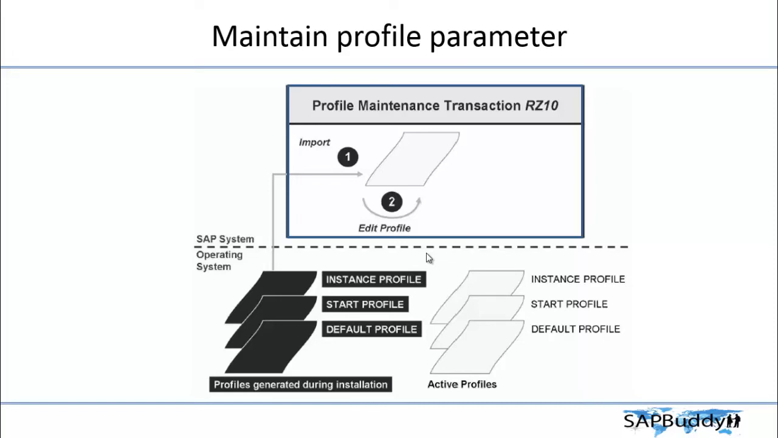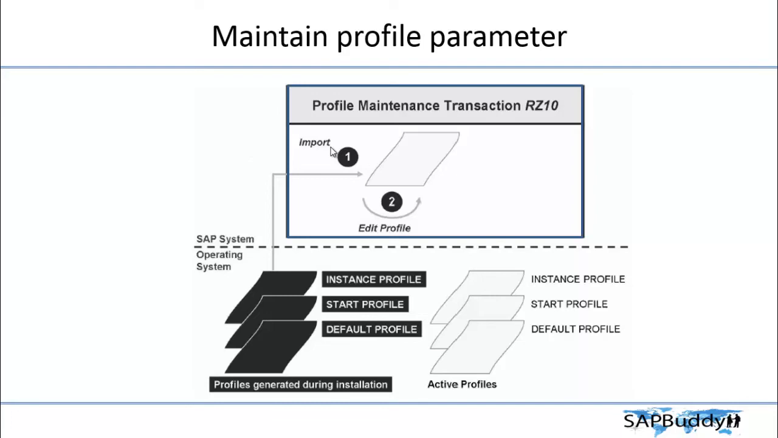Okay. As we've seen, we have two elements of maintaining profile parameters. The first one is at the operating system level, and secondly, we maintain inside the SAP system. In the best case scenario, it is always recommended that you use the SAP system to maintain the profile parameter to keep the system consistent. During the maintenance of profile parameters, you need to follow several steps. The first one, step number 1, we call import.